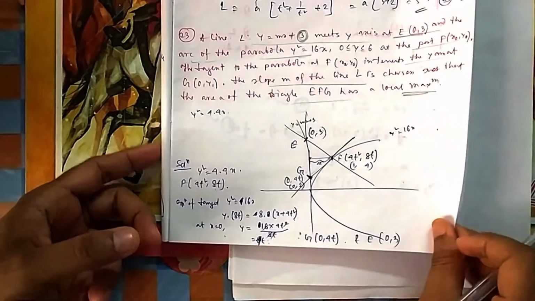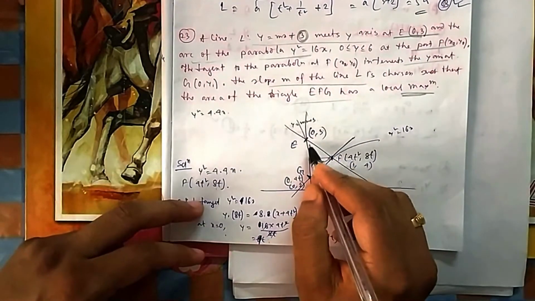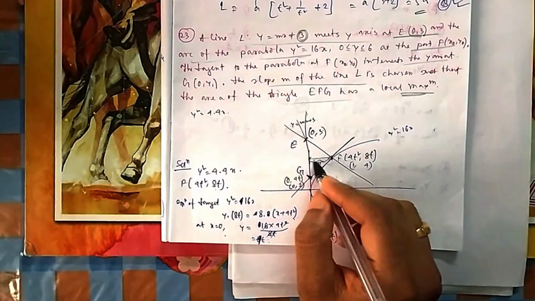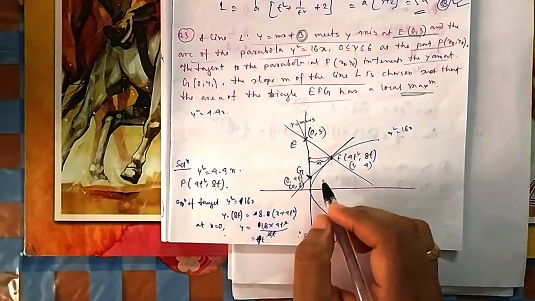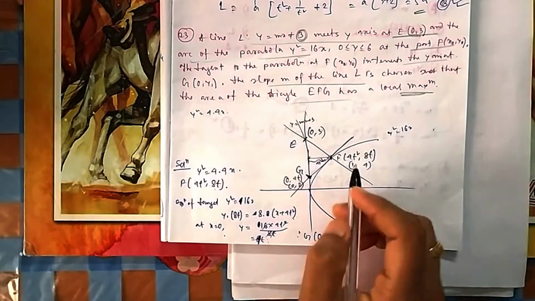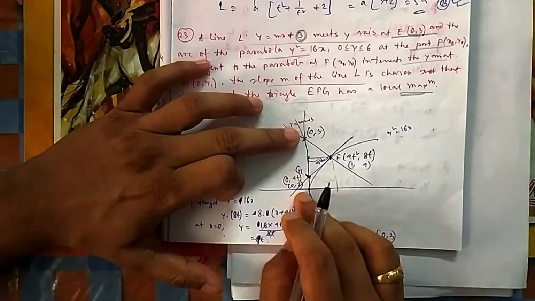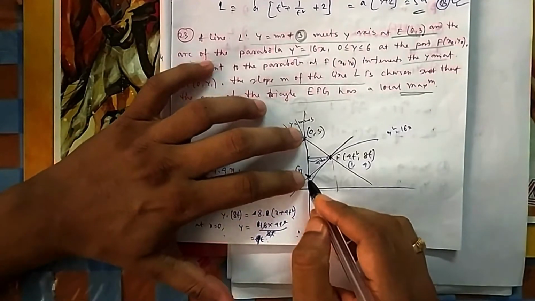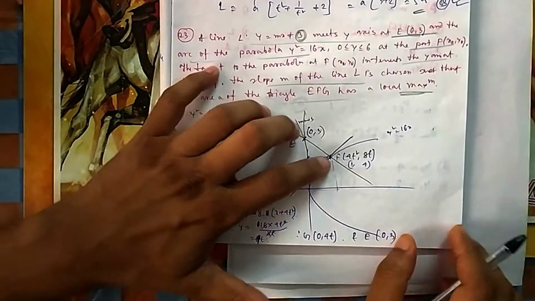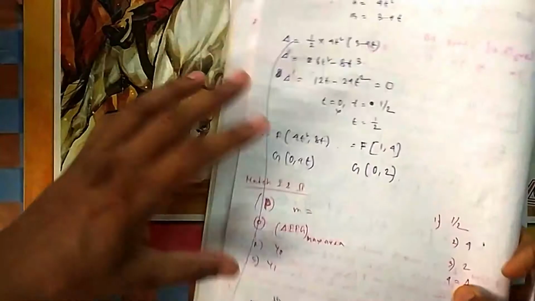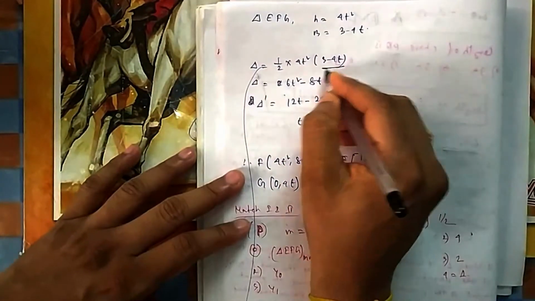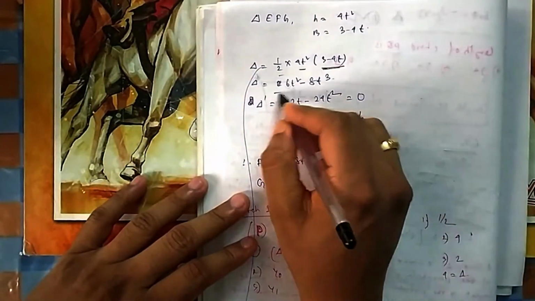So 3 points are given, and if you take this as the base, then this is the height. What will this height be? It will be 4t², because this is the height from here to here. What is the base? Total is 3, and this height is 4t², so the base is 3 minus 4t². So the area is half into (3 minus 4t²) into 4t².